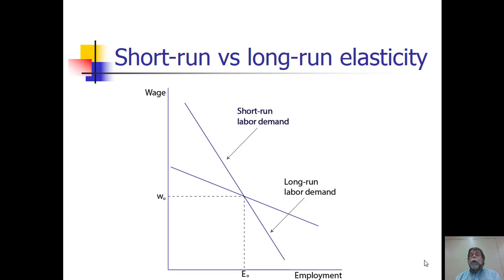Let's compare the short run and the long run elasticity. In the short run, there are some changes you can make by substituting different types of variable inputs for each other, but you can't change capital for labor because in the short run, capital is fixed. In the long run, you can substitute capital for labor. So in the short run, when the wage goes up, you end up with a relatively small change in the quantity of labor demanded. In the long run, the quantity of labor demanded falls by a greater amount because you can now replace labor with capital.